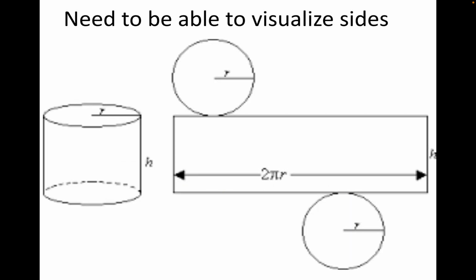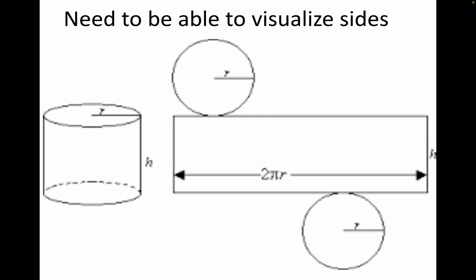And just like for prisms, where we talked about how you need to be able to visualize nets, you need to be able to do the same thing with cylinders. The net of every cylinder is exactly the same. The bases are both circles with a radius of r. We know how to find the area of those. It's just pi r squared. And then the remainder is a rectangle.